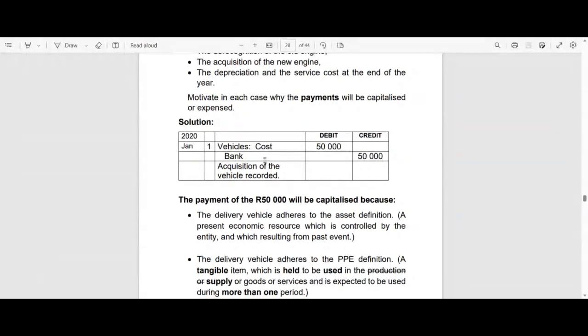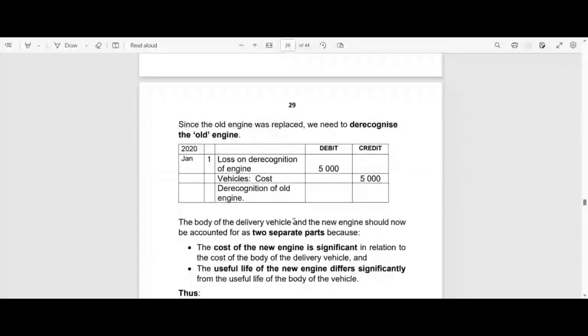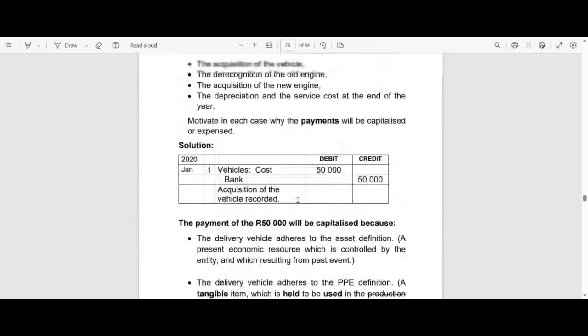Assuming that we bought it, let's say with an internet transfer, an EFT on the same day, we would have credited the bank account. If we had bought it on credit, we would have credited accounts payable or creditors, as you know, right? Okay, here they explain why it should be capitalized, right? And now we've got to go and de-recognize the old engine, right? So how are we going to de-recognize the old engine, ladies and gentlemen?